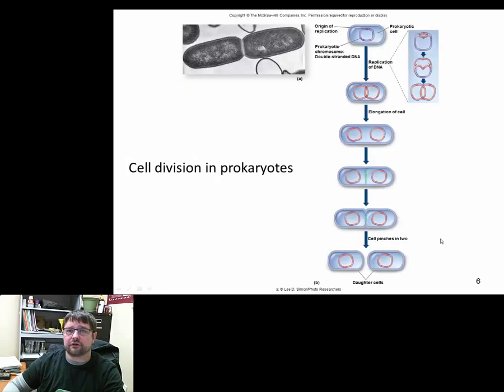Alright, so let's look at this in graphical form. So again, origin of replication, DNA replicates, you got 2 chromosomes in there, the cell has to elongate, eventually new material starts to be laid down as the cell pinches in 2. Okay? It's a little bit different than when we talk about animal cells. Animal cells will form what we call a cleavage furrow, and they'll pinch in 2. Plant cells will form a cell plate where they don't get separated.